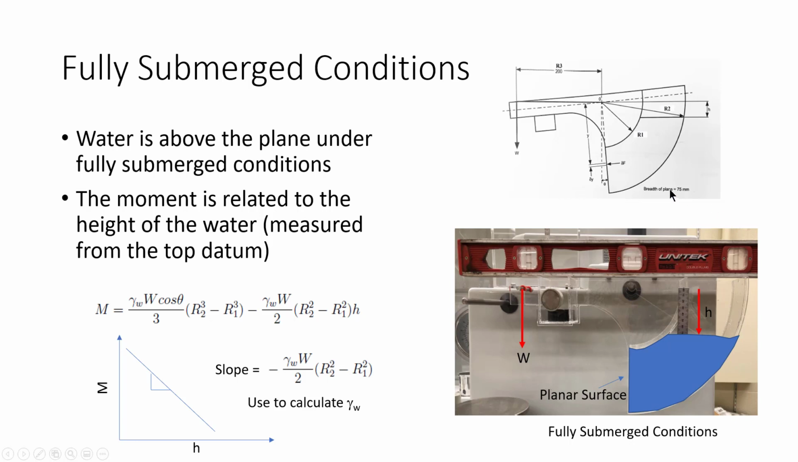W, which is the breadth of the plane, is also given to you, and you can calculate M. So for various H, the only thing you really don't know is the specific weight of water, and you're going to calculate that specific weight of water using that slope equation. So once you get the slope, you can plug in the remaining things and calculate the specific weight of water. So plotting this chart and calculating the specific weight of water is what you will do with data collected under fully submerged conditions.